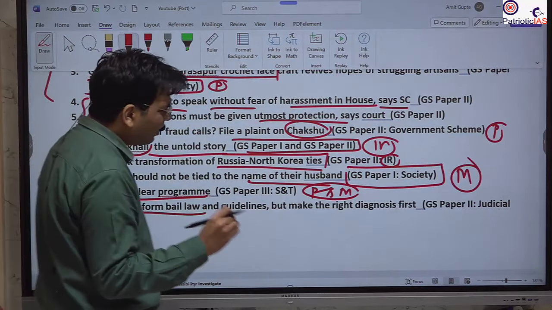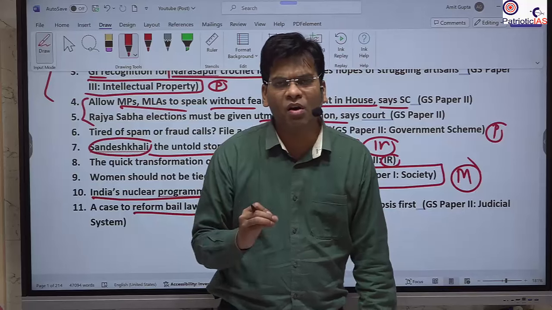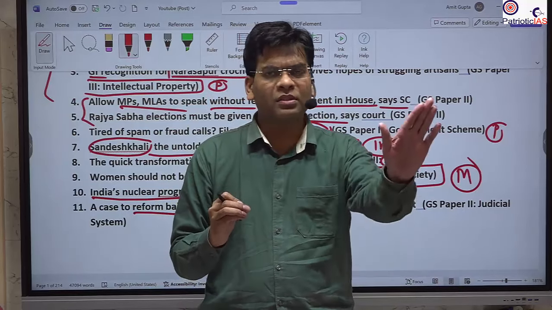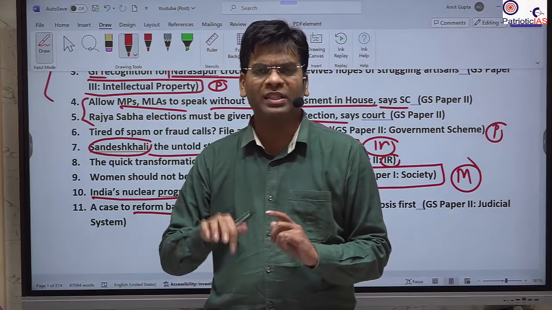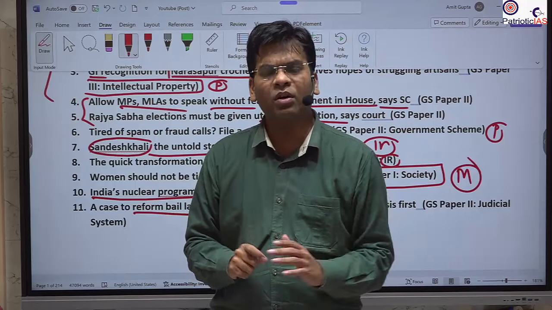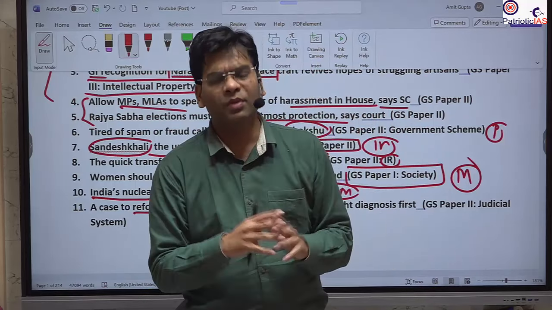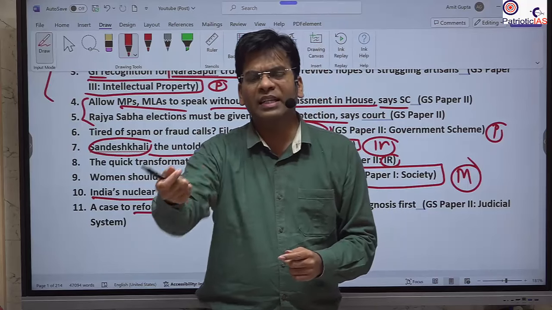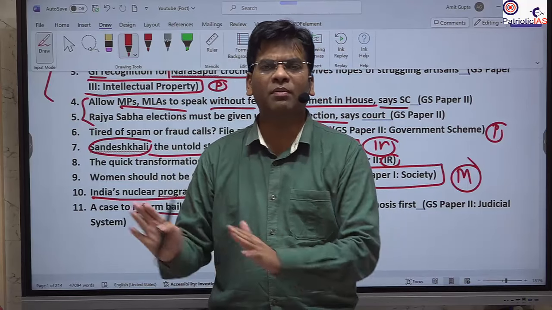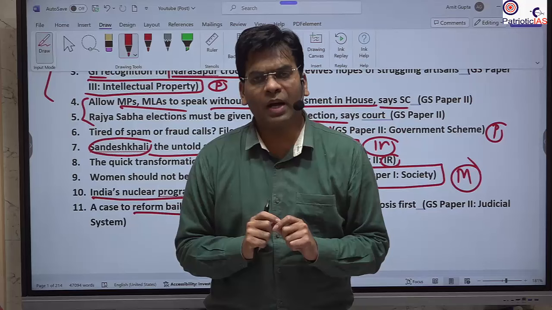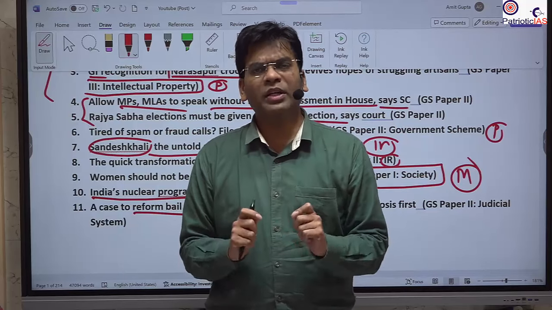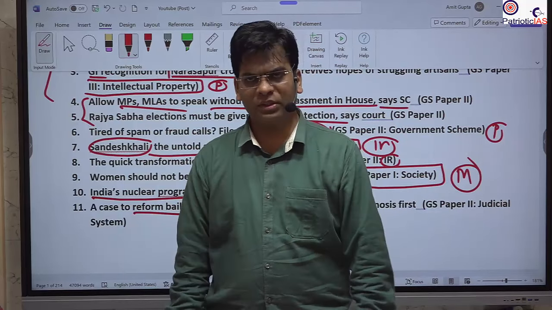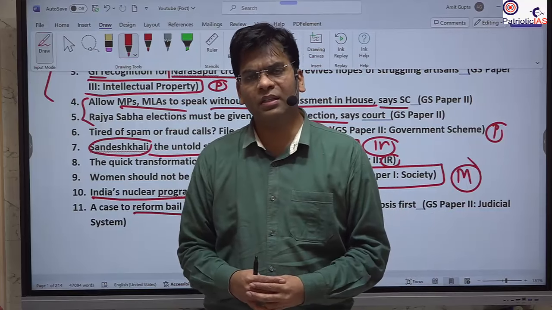There are a lot of things: despite the reform, despite the different judgments from the Supreme Court, bail is still being given by the lower courts with a lot of conditions, and many people from the marginalized class, despite getting bail, are not able to get out of jail, and they remain in jail. This is the condition.